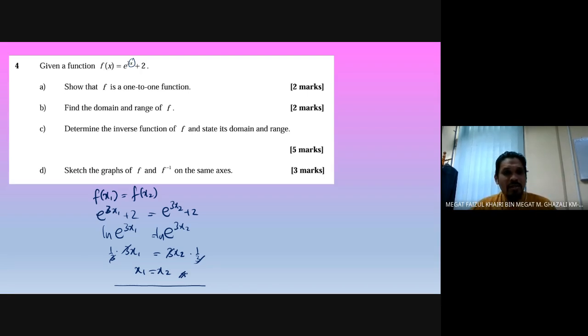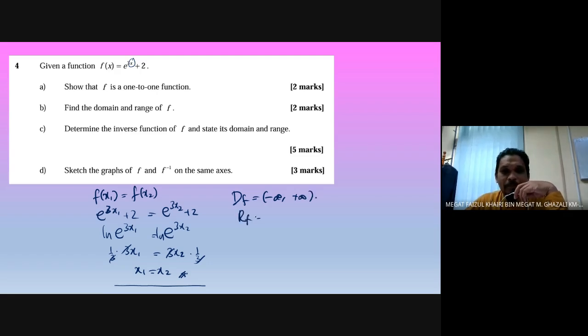Is there any value of x that makes the function undefined? None. Good. So the domain of this function is from negative infinity to positive infinity.